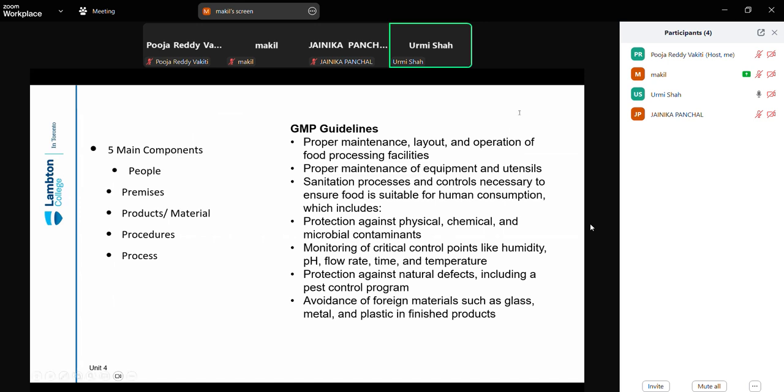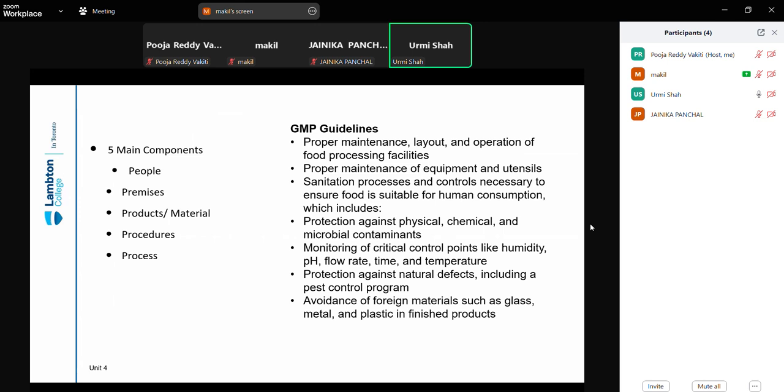The principles of GMP are first and foremost proper maintenance, layout, and operation of food processing facilities, and proper maintenance of equipment and utensils. If you cannot maintain the cleanliness of the equipment and utensils, not only in the food industry but also in pharmaceuticals, for example if the utensils in which you are mixing the chemicals are not clean, then the medicine is not going to be good enough. Likewise, if you are making chips and the oil is good but the container that holds the oil is not, it is the same thing.